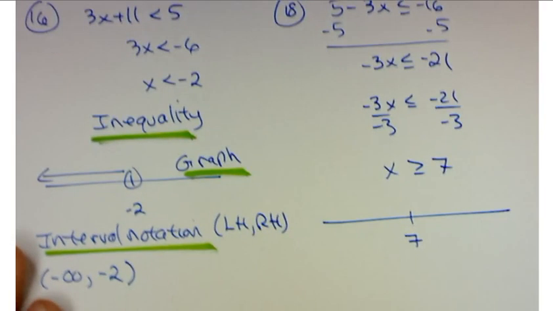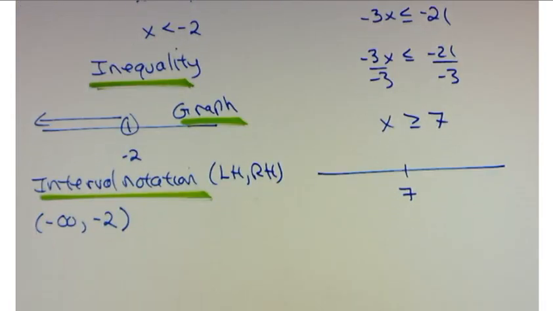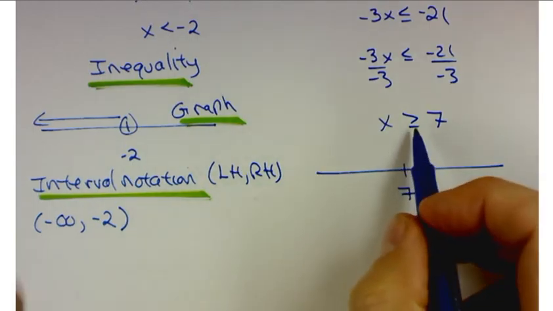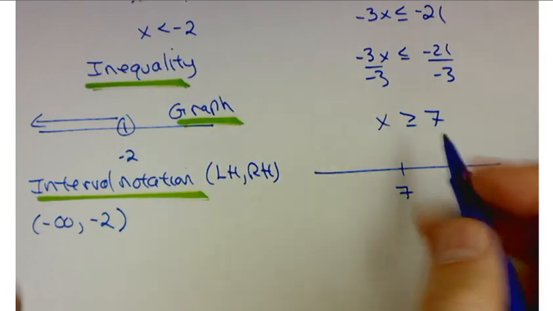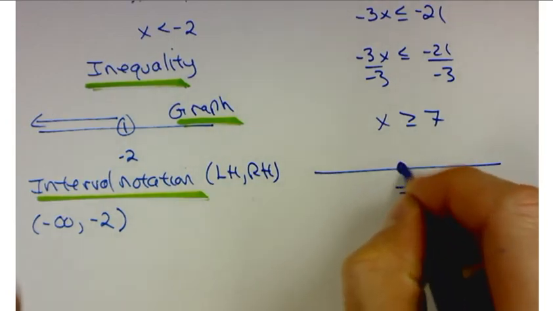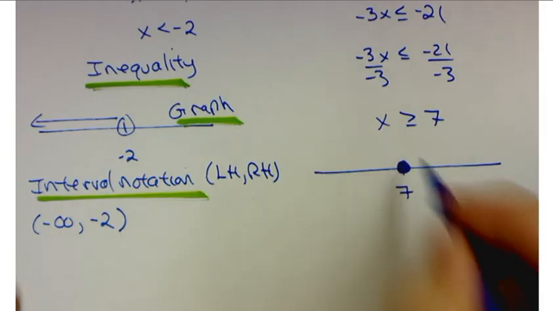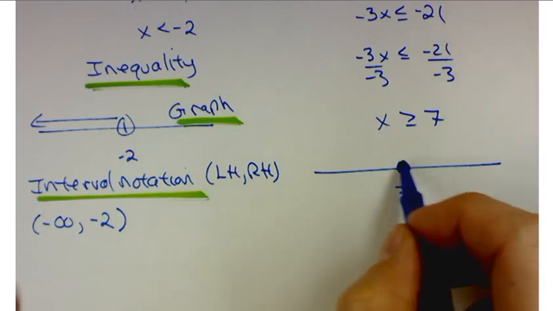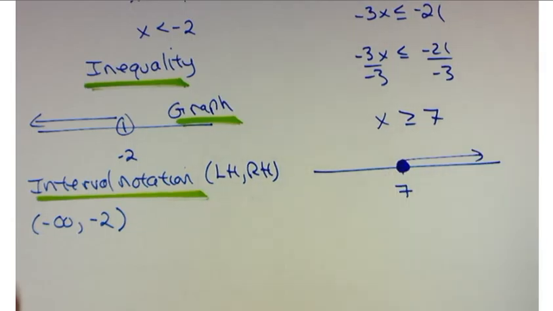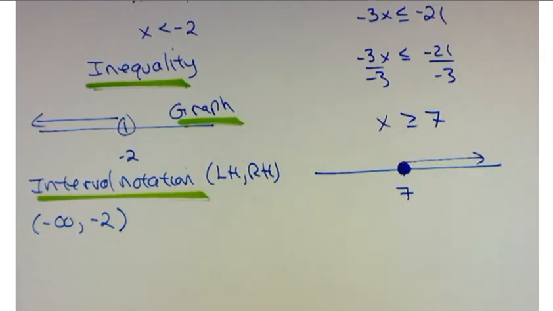As far as the graph is concerned, I'm kind of a minimalist. I draw the least amount that I have to. All I need is a number line and the number 7. Now, am I including 7 as part of my answer key or my solution here? Yes. So this time I'm going to use a solid dot. Which way is the arrow going to run? To the right or to the left? To the right. I want numbers that are bigger than 7. Bigger numbers are to the right.